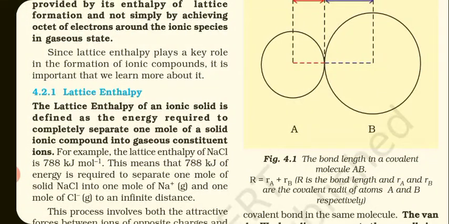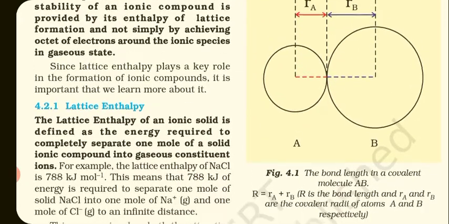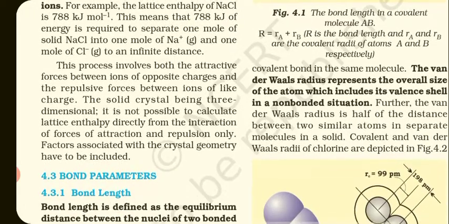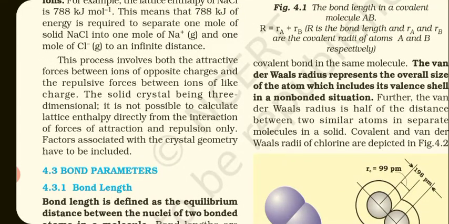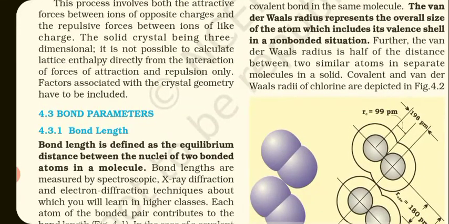The bond length in a covalent molecule AB: the bond length R is given by Ra plus Rb. So capital R is the bond length, and small ra and small rb are the covalent radii of atoms A and B respectively. So this is the covalent bond in the same molecule.